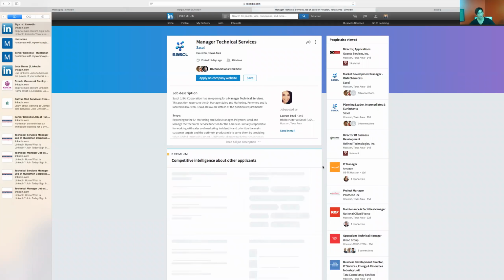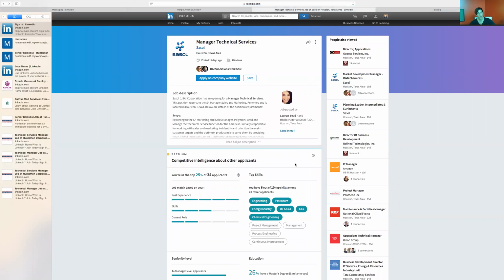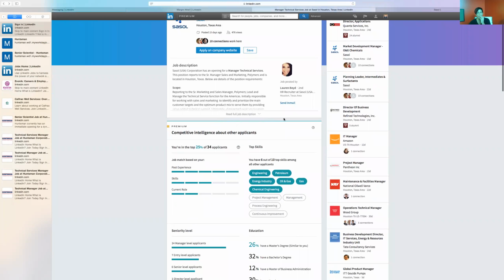Right, okay. There's Lauren Boyd. So you see right there, she's the one that's actually posted it, and she's a second level connection to you. So she knows somebody that you know. See the second next to her name there? Right. She's a second level connection to you. So somebody is one connection away from introducing you to her. Yeah. So go back one.